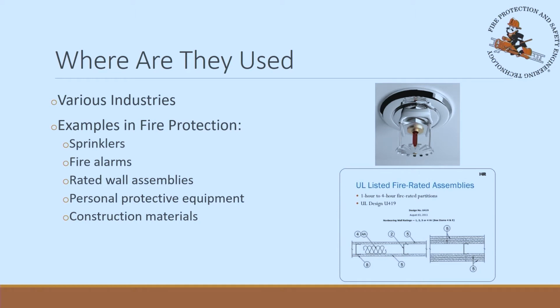It's through UL, or Underwriters Laboratory. Fire alarms are also under product standard specifications. Rated wall assemblies is another example in the fire protection industry, or personal protective equipment when you're working in a construction job site, construction materials. Those are all applicable product standards that we're going to look at today.